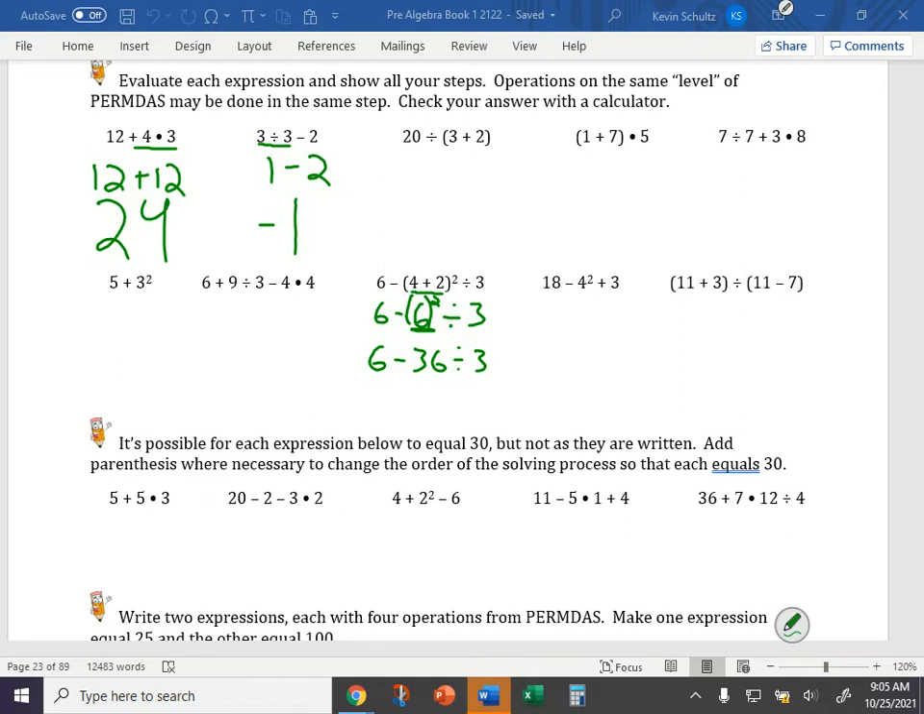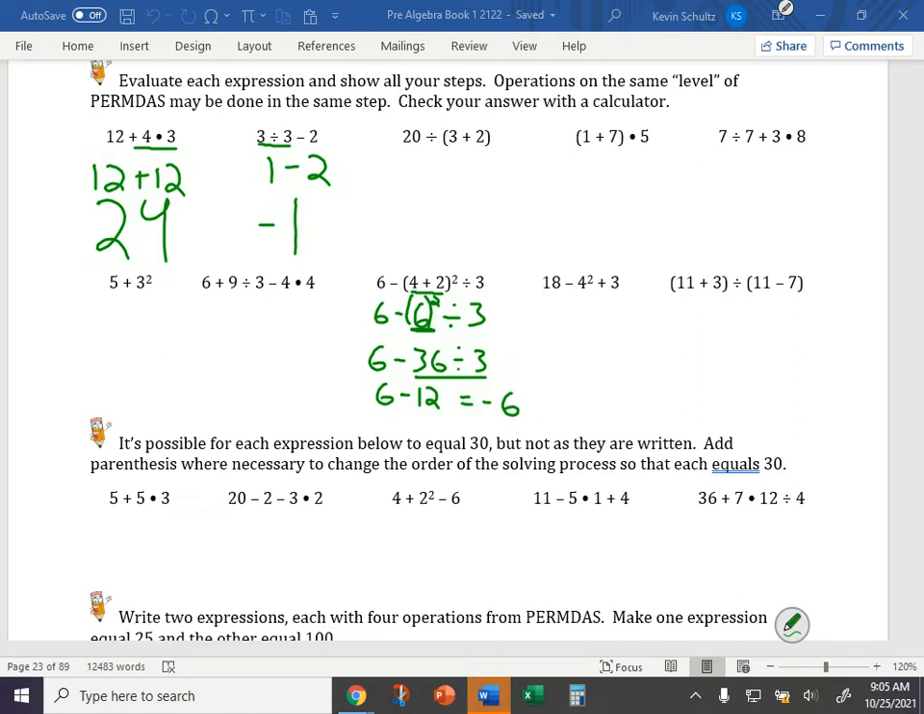So I did parentheses. I did my exponent. What do I do next? Camille. Divide 36 by 3, which is 12. And I've got 6 minus 12, final answer of -6. Okay?